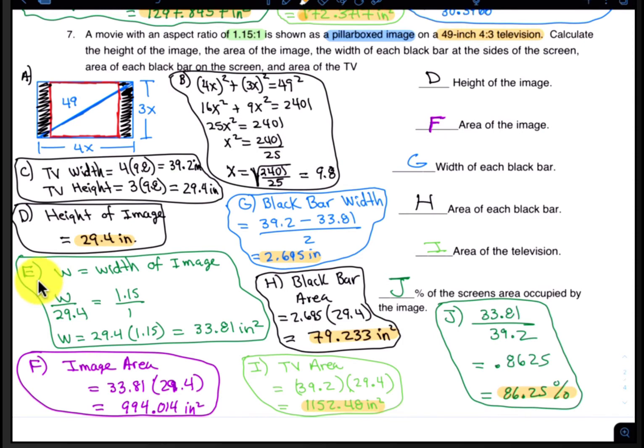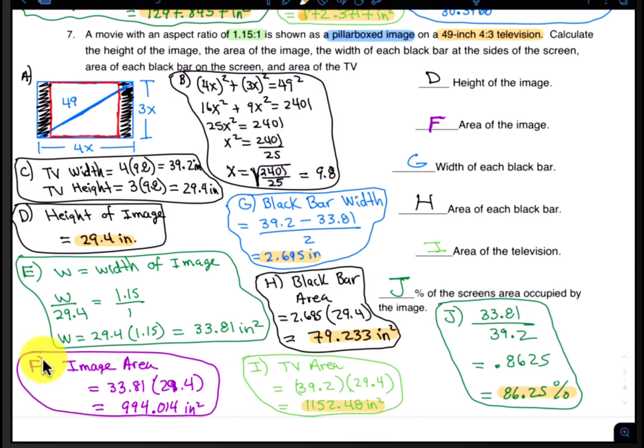Moving on to section E, we can find the width of the image. To find the width of the image, we use the aspect ratio of 1.15 to 1, because that was given at the top. So 1.15 to 1, and we set that equal to the width of the image divided by the height of the image. We know the height of the image is 29.4. So let's cross multiply. W times 1 is W, and 29.4 times 1.15. Multiply that, you get 33.81, and that is the width of the image.